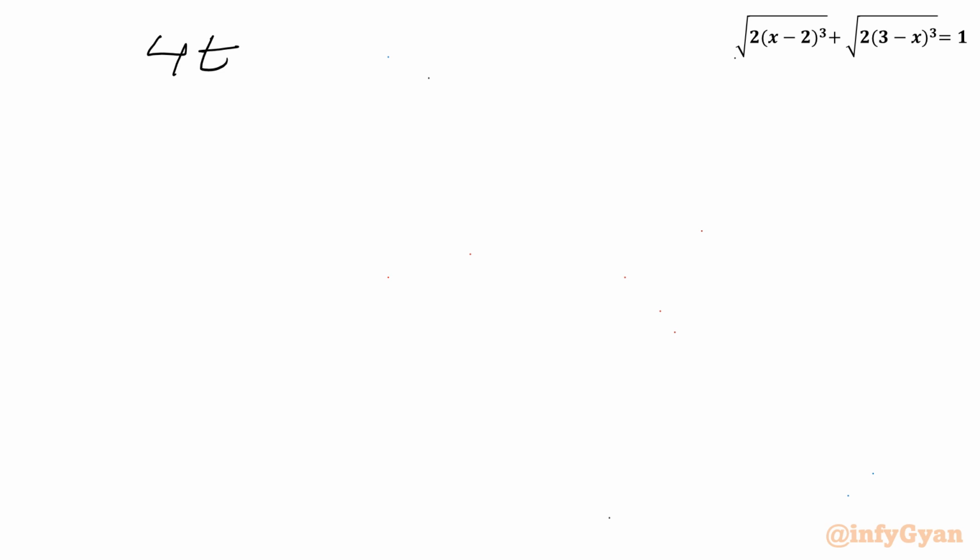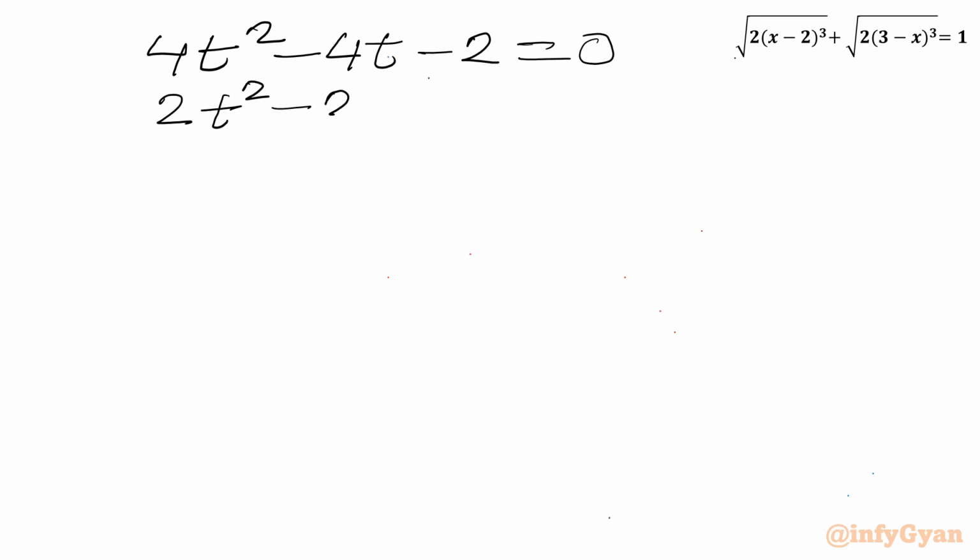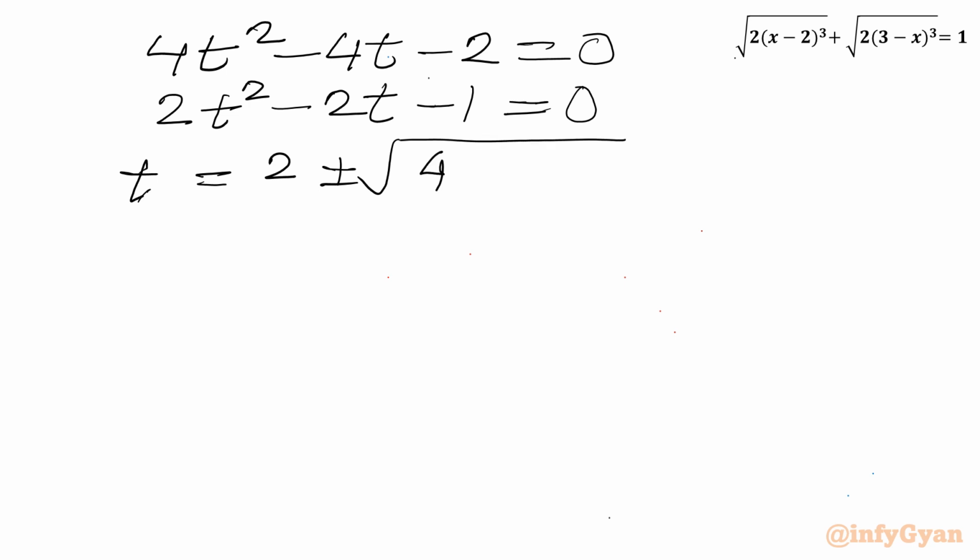4t² − 4t − 2 = 0. The equation is divisible by 2, so 2t² − 2t − 1 = 0. Let's apply the quadratic formula. So t will be equal to −b, so 2, plus or minus the square root of b² minus 4ac, so 4 plus 8, divided by 2a.